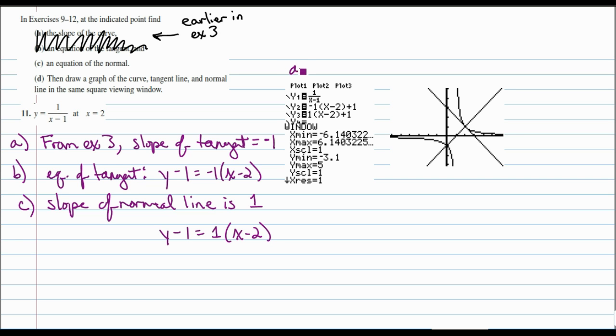And then for part D, I've already graphed in y1 the original, in y2 the tangent that we found from the previous example 3, and then y3 our now normal line. Again, found a pretty good viewing window and then hit zoom square so they look perpendicular.